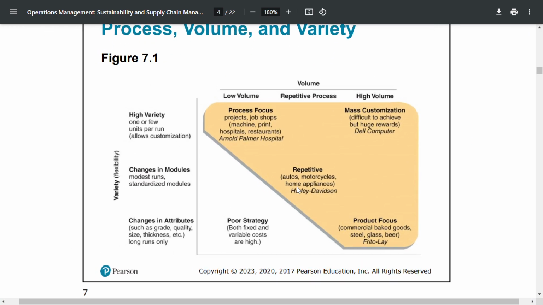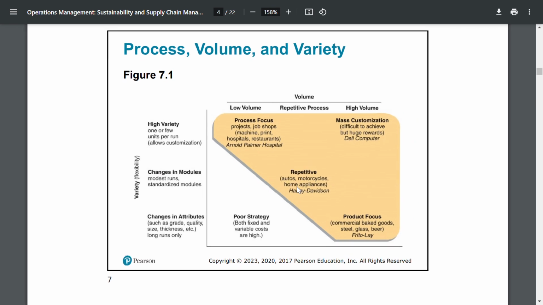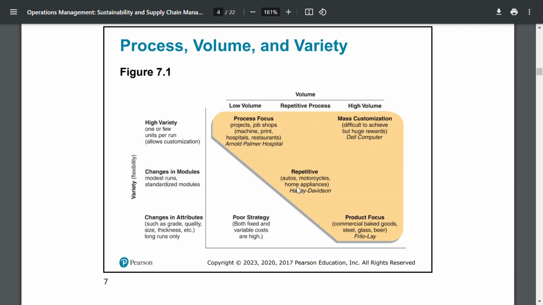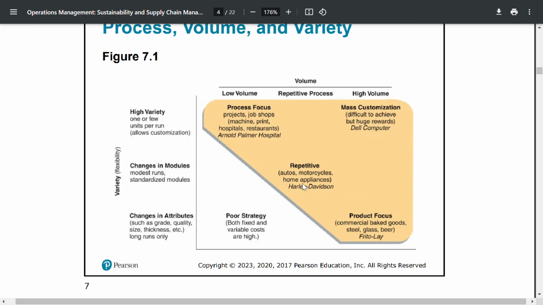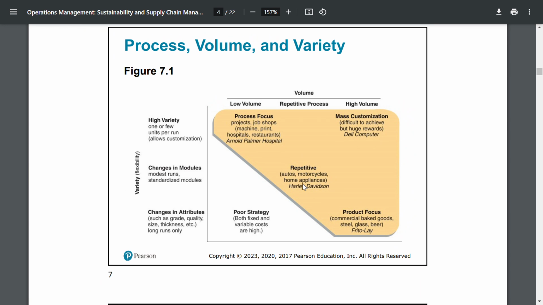So the repetitive strategy, you could say, has a repetitive process. Okay, so the process is repetitive. It's not very mass produced, like high volume, like very big companies that produce for the whole world. Let's say they are producing a lot, but not too much. So a good example is automobiles, maybe not high-end automobiles. Let's say automobiles that are a bit more economical.